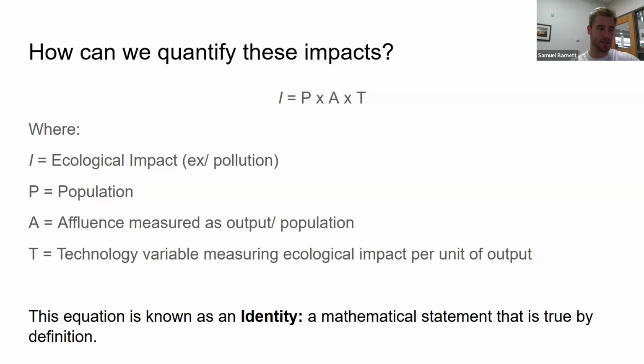IPAT gives little insight into the specifics behind these very broad concepts. IPAT often receives criticism because it assumes that the P, the A, and the T are all independent of one another, when in fact they are directly correlated. This equation is known as an identity, a mathematical statement that is true by definition.